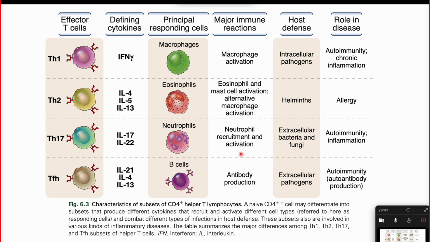So there are multiple variants of CD4 positive T cell. It is Th1, Th2, Th17 and T follicular cells. So as you can see, their cytokines which are defining them, their cells on which the ligands are there, on which these particular effector T cells function, and their role in the diseases.